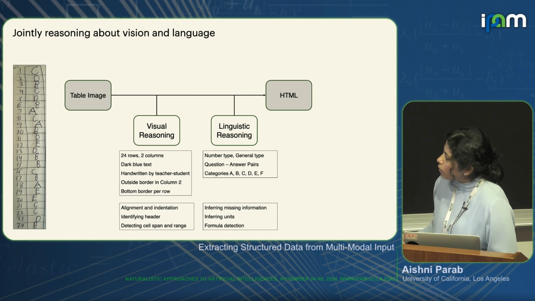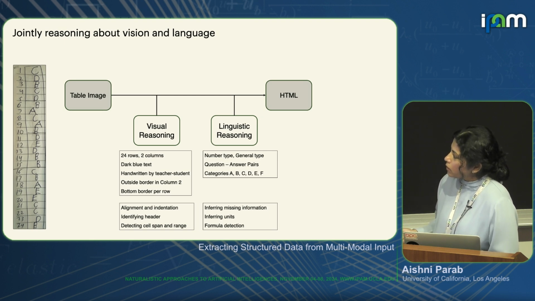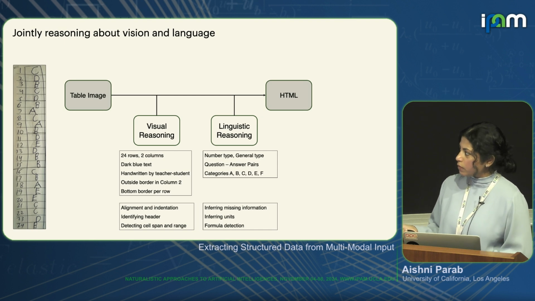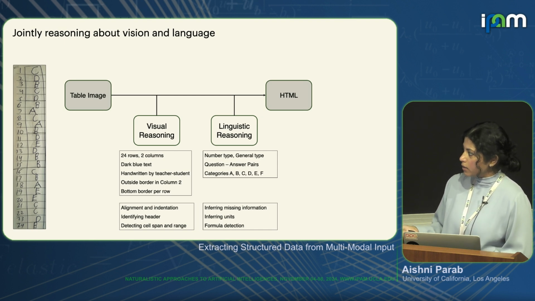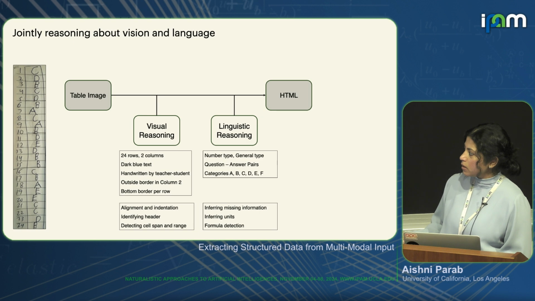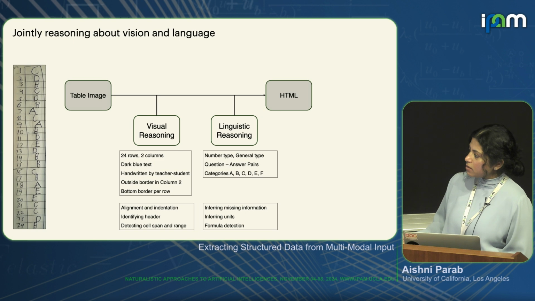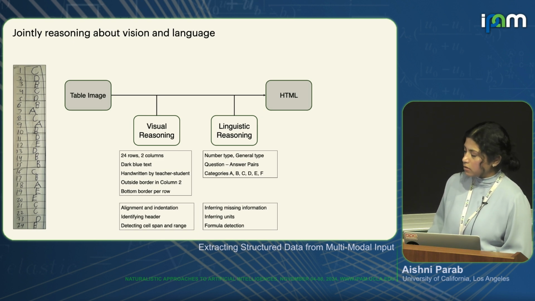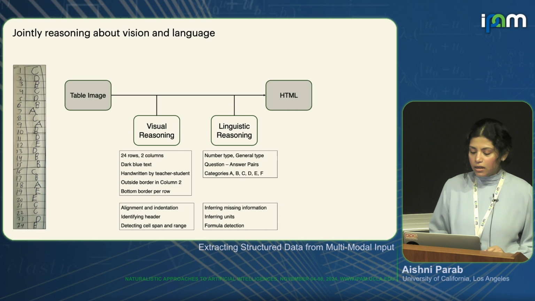So here's an example of a table. It's a very simple table. It has both visual and semantic content, right? The visual aspects of the table are that there are 24 rows and 2 columns, and there's dark blue text. It's handwritten by a teacher and student, and so on. And the linguistic features of this image are the various data types of the columns, the fact that these are question-answer pairs, the fact that this column is categorical data, and so on. So there are different types of features embedded in the image.